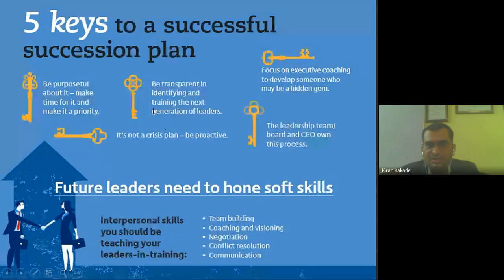So here the key success factor is the key transfer. Be transparent in identifying and training the next generation of leaders. Focus on executive coaching to develop someone who may be a hidden gem. As I told you, there are lots of people who have inside potential, but they don't know how to utilize that potential. They have the leadership skill, but they do not get the opportunity to prove it. So you need to identify such hidden gems, and you need to give proper coaching.